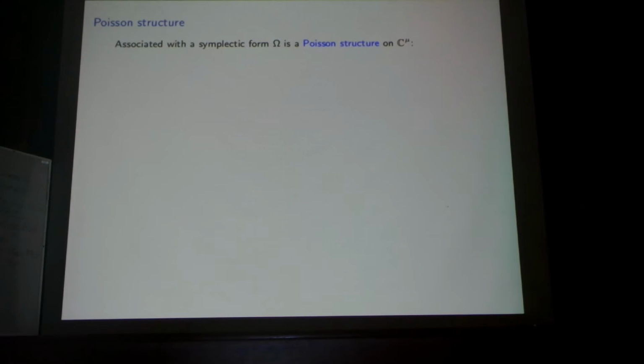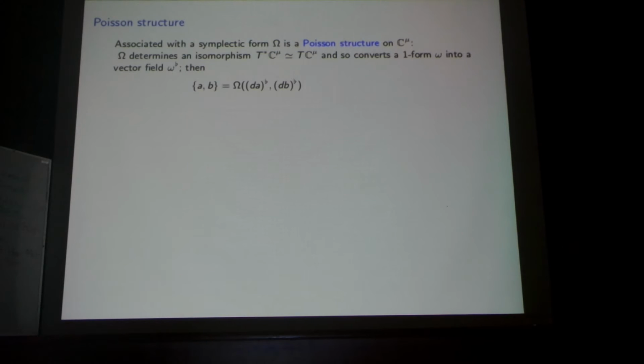Okay. Now, associated with every symplectic form is a Poisson structure. That means it's a non-commutative ring structure on the ring of functions. So this is defined as follows. Omega defines an isomorphism from T star C mu to T C mu, and so it converts a one form into a vector field, which I call omega flat. So if you've got a one form, you can convert it into a vector field omega flat. And then you define the Poisson bracket of two functions, A and B, to be the evaluation of omega on these two vector fields.